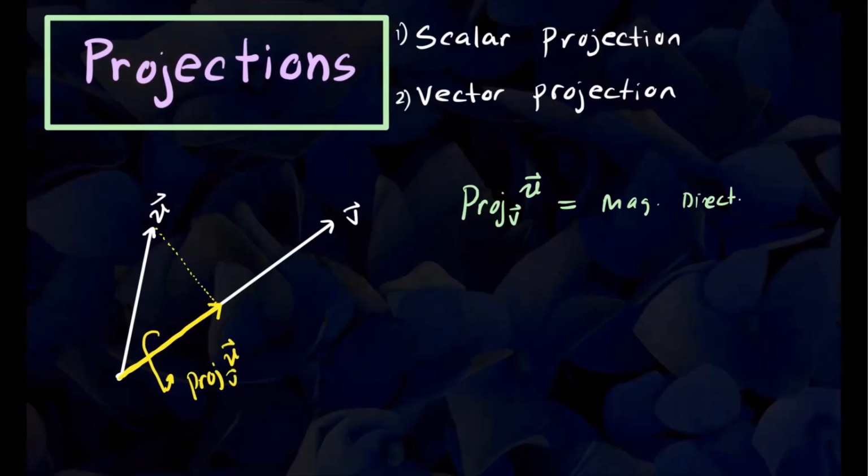Now, how do we find this vector? Well, we know a vector has magnitude and direction. I forgot to show that this is a 90-degree angle right here. So how do we find the magnitude of this projected vector? The magnitude is called the scalar projection. In other words, this length right here is what we're going to call the magnitude of this vector. The magnitude of this vector is the component of the vector u onto v.